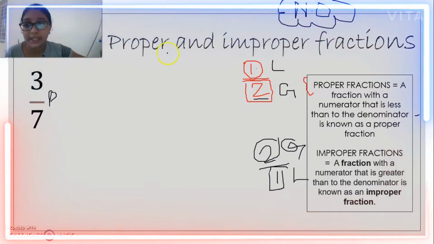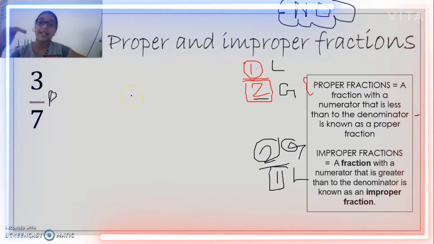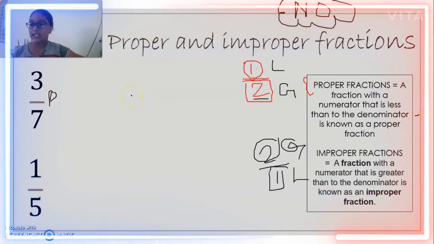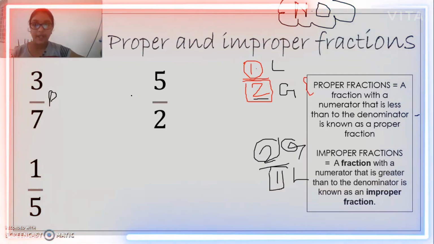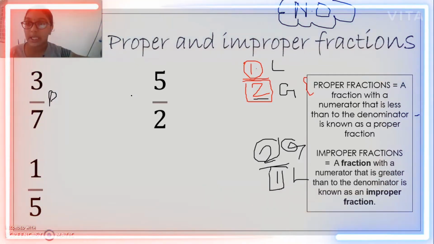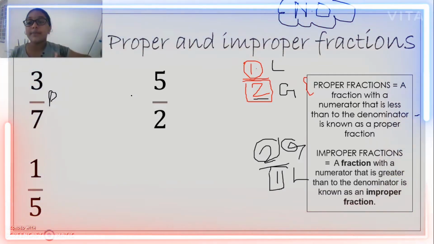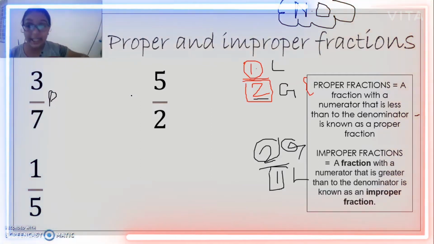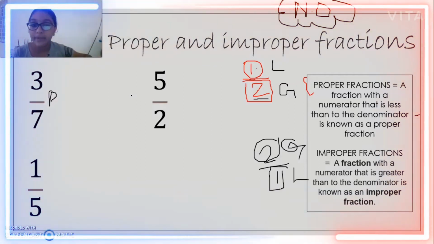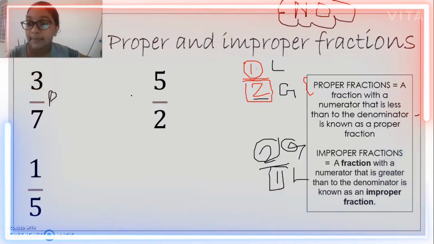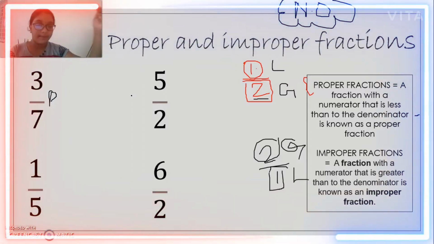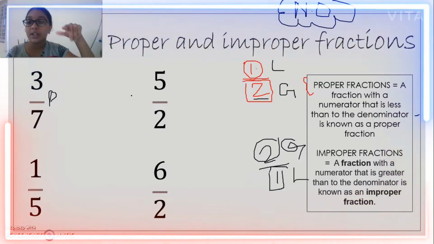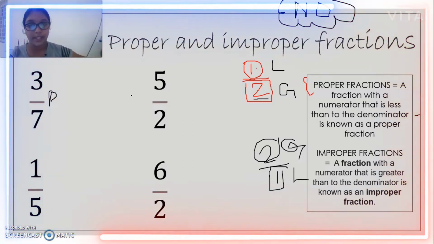We're talking about the numbers. So the numerator is lesser than the denominator. Another example, 1 by 5. The numerator is less than the denominator. 5 by 2. What is this? It is an improper fraction because the numerator is greater than the denominator. I have another example, 6 by 2, which represents an improper fraction as the numerator is greater than the denominator.